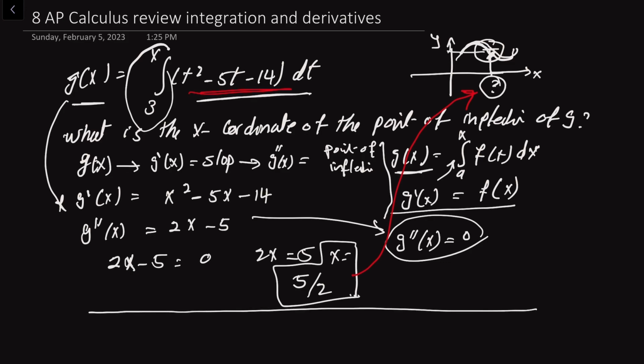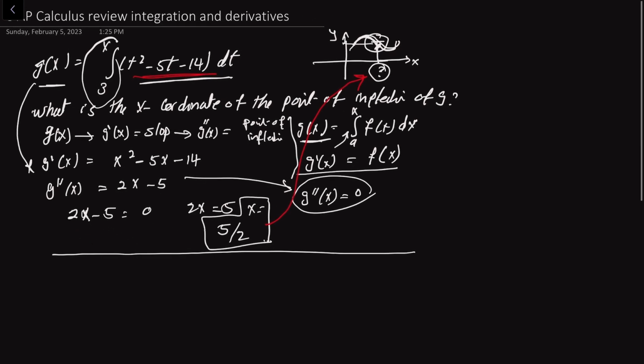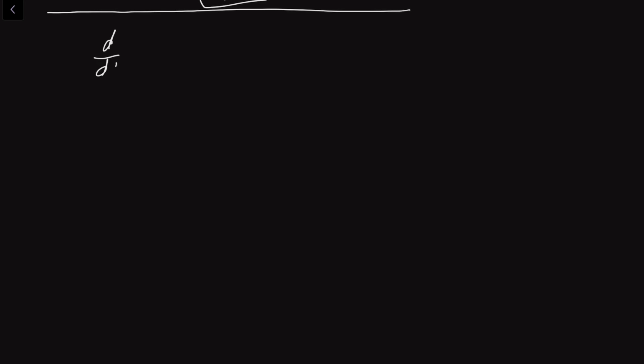Great. Okay, let's have another problem here. The second problem, it's a derivative for a trig function. So it's d over dx of x cubed secant 2x. Okay, so we have two functions, x cubed and secant 2x, a trig function.